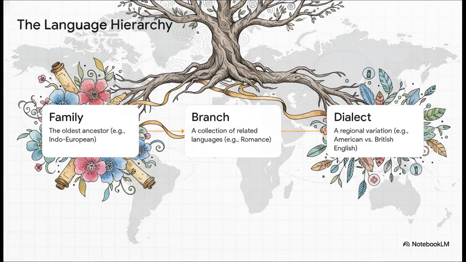Way up at the top, you have the family. This is the ancient ancestor, like Indo-European. That massive family then splits off into branches, like the Romance languages. And from there, you get down to the nitty-gritty. Dialects, those regional flavors we all know and recognize.